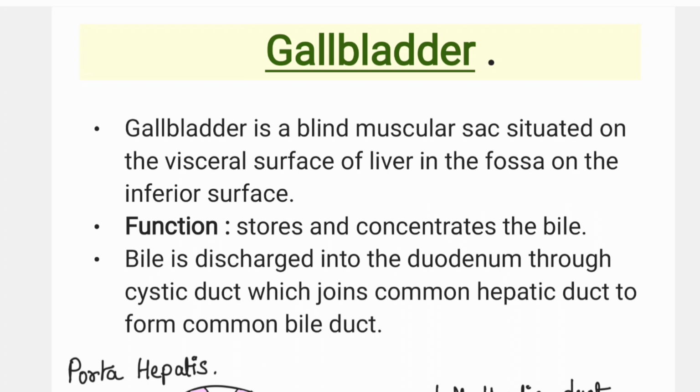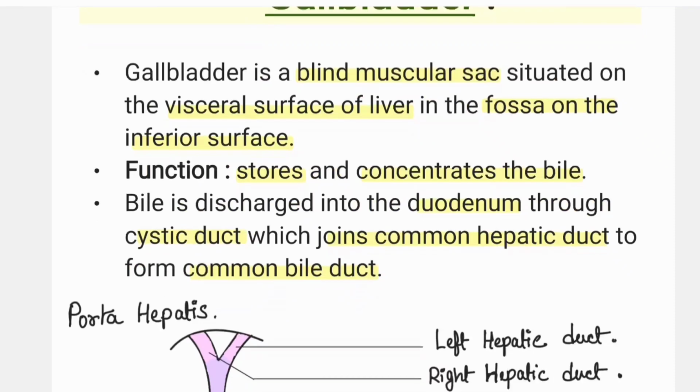The gallbladder is a blind muscular sac that is situated on the visceral surface of the liver, in the fossa on the inferior surface. So where can we find the gallbladder? On the inferior surface of the liver, in the fossa. What is the function of the gallbladder? The function of the gallbladder is to store and concentrate the bile. Bile is discharged into the duodenum through the cystic duct, which joins the common hepatic duct to form the common bile duct. We will see everything in this diagram.